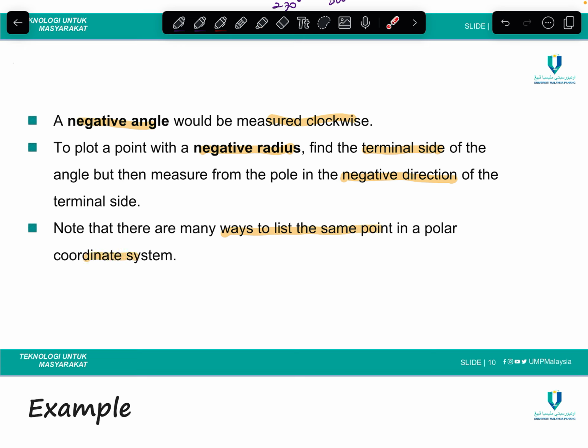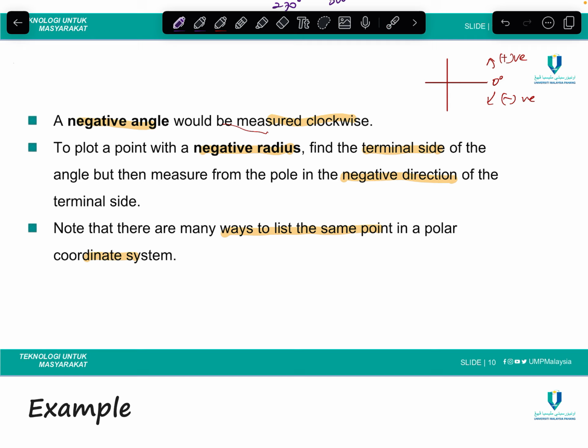So look here. The first one is about negative angle. Negative angle should be measured clockwise. We always know that at the standard position, we start at this line, the positive x-axis. When you have a positive angle, you will rotate counterclockwise. But if you have a negative angle, it will rotate downward. Downward means clockwise. So it goes down here.